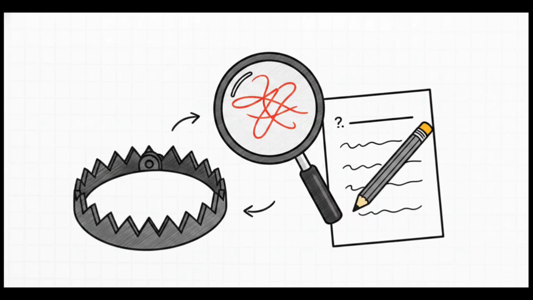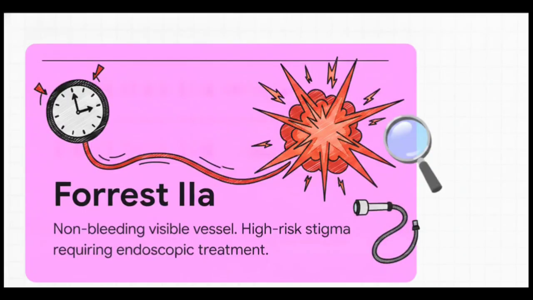Next up, we need to talk about the classic exam trap you might face. Pay extremely close attention here because test makers absolutely love to use semantic tricks to cost you points on your surgery boards. The most frequently confused lesion is Forrest 2A, a non-bleeding visible vessel. Because the term explicitly says non-bleeding, students so often falsely assume it's a low-risk lesion that can just be managed with medication. Please do not fall for this. It is a massive high-risk stigma.